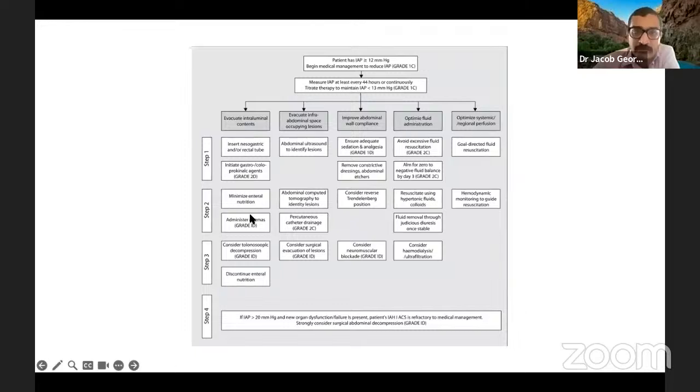Now, you can go in a stepwise manner where you can administer enemas, you can try percutaneous drainage, or you can try fluid removal once the patient is stable. But again, there's no recommendation given for that. You may try it, but there is no evidence for this recommendation. And if it still is not resolved, you can consider colonoscopic decompression, or you can call in your surgical colleagues to do a surgical evacuation of the intra-abdominal pressure.